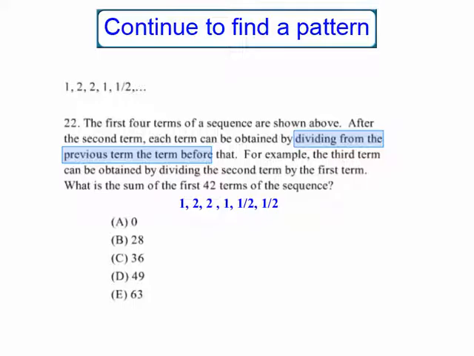Okay, we want the sum of the first 42 terms of the sequence. So let's see what this sequence adds up to. 1 plus 2 plus 2 plus 1 plus 1/2 plus 1/2 equals 7. Okay, we've got this sequence, and the sequence has how many different numbers in it? Well, it's got 1, 2, 2. It's got 6. So we want to know how many 6's there are in 42. Well, there are 7. So we multiply 7 times 7 and find that the sum for these first 42 terms in the sequence would be 49.